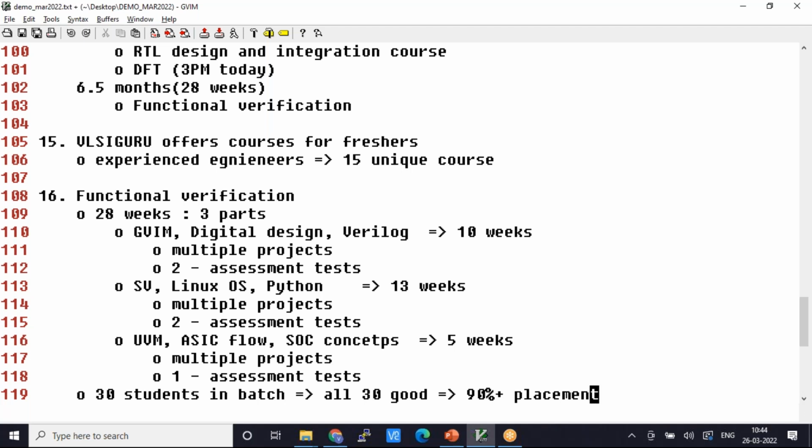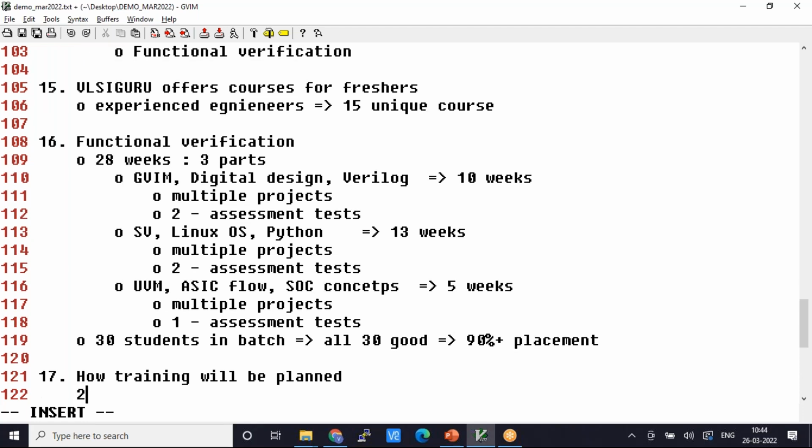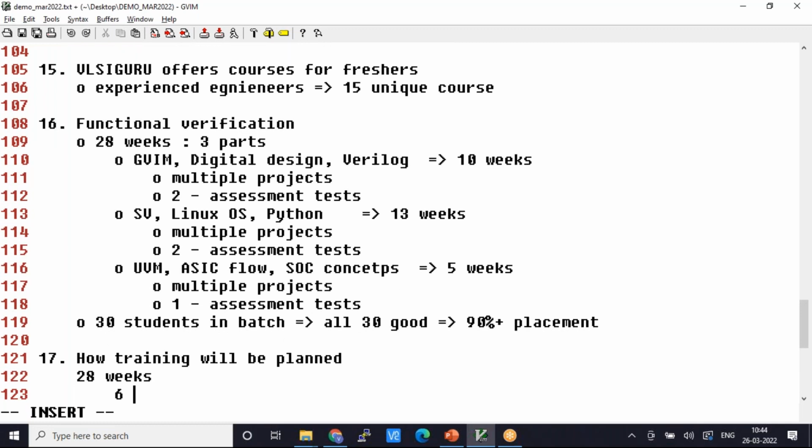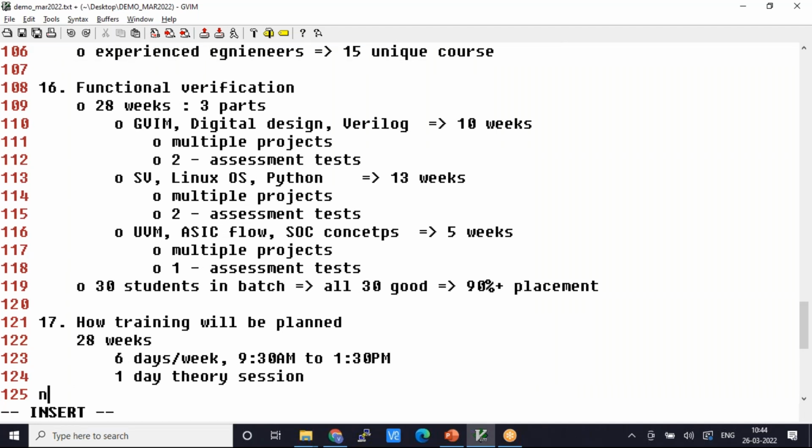That's about it. Now let's start with the question and answers. How will the training be planned? Training will go for 28 weeks, the longest course, 6 days per week, 9:30 a.m. to 1:30 p.m. It can differ to some extent, but this is the time. One day is a theory session, the next day a lab session.